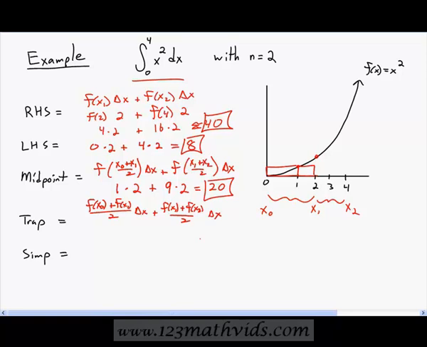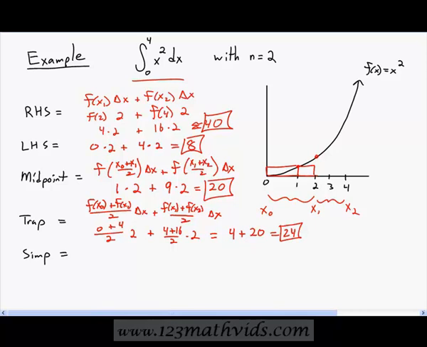So here I can just put in those values once again. F of x0 is 0 plus f of x1, so f of 2, which is 4, divided by 2. Once again, my width is 2. F of x1, remember x1 is the value of 2, so 2 squared is 4, plus 4 squared, which is 16, divided by 2, times delta x. And this looks like it's going to be 4 divided by 2, which is 2, times 2 is 4, plus 4 plus 16 is 20, divided by 2 is 10, times 2 is 20. So I get a value of 24.